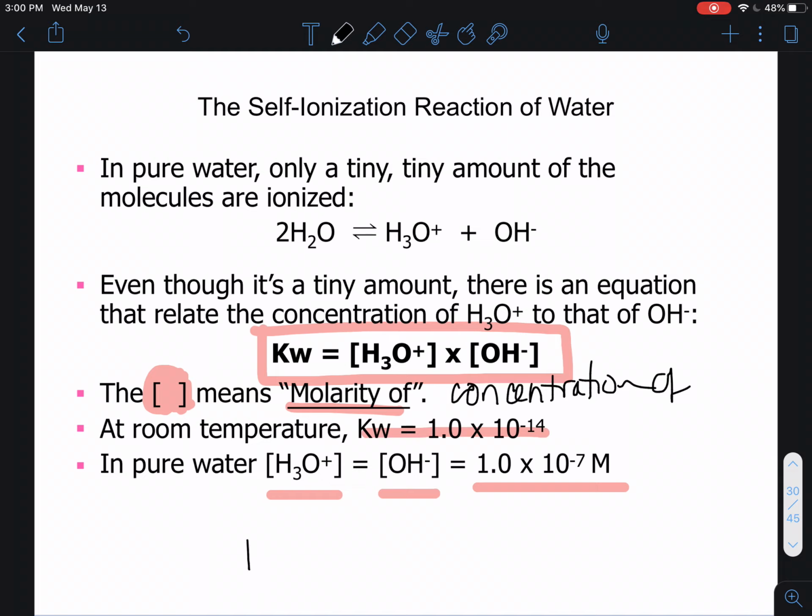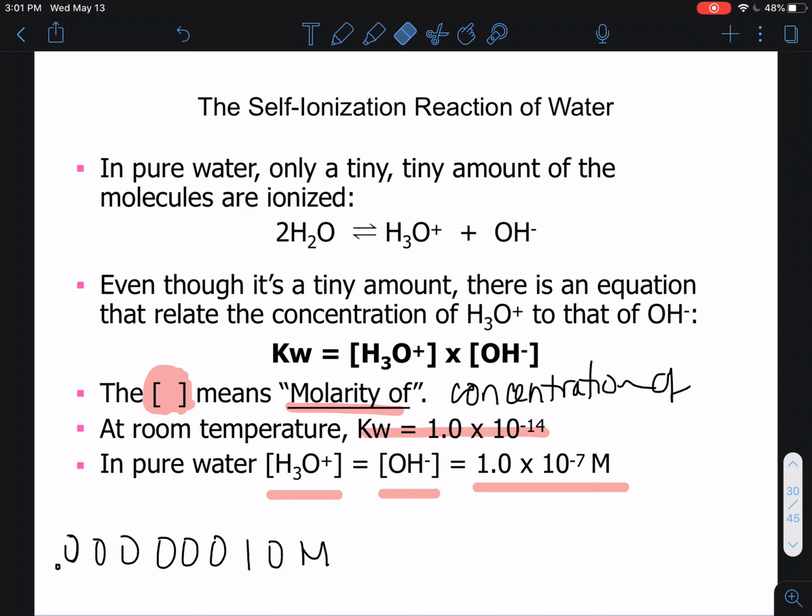So let's take a look at that. 1.00 times 10 to the negative 7. So it's 1, 2, 3, 4, 5, 6, 7. So this is a really small concentration. That's how many zeros are found. So this is very small. But again, this is called Kw. So at room temperature, it's equal to 1.0 times 10 to the negative 7 molar, and that is when H3O plus is equal to OH minus.